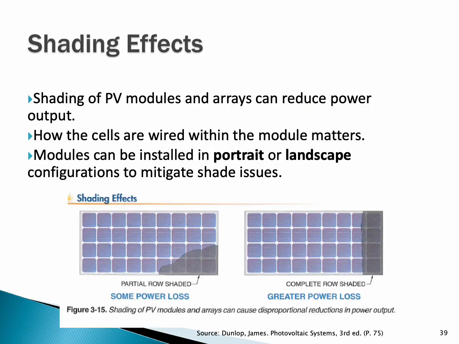So shading is really critical. If we have some cells shaded, that might be okay. We can bypass around those shaded cell groups. But when shading cuts across the bottom side of each of the cell groups, then we lose complete power in that module.